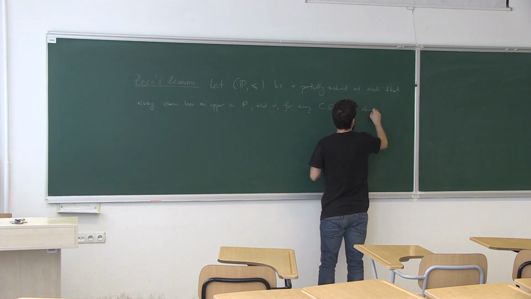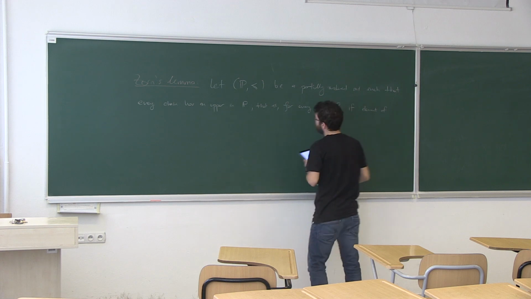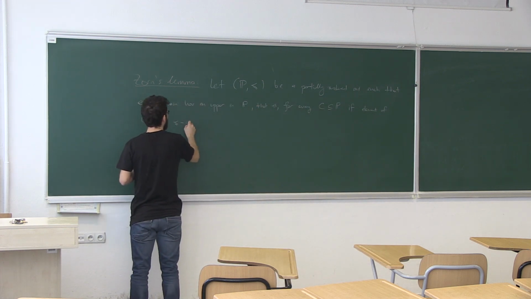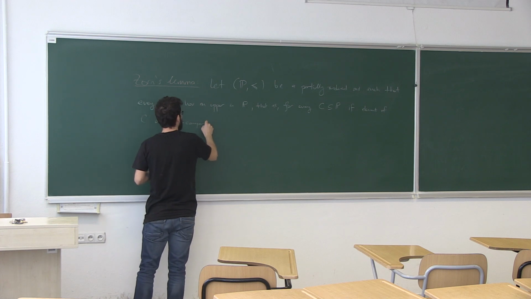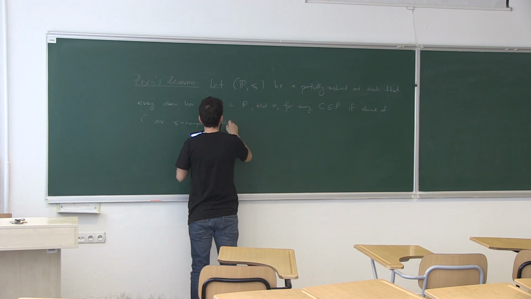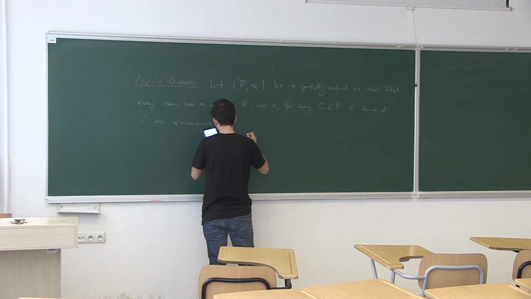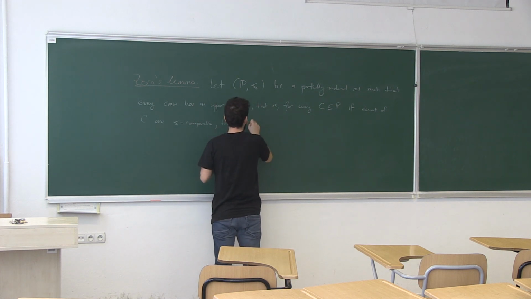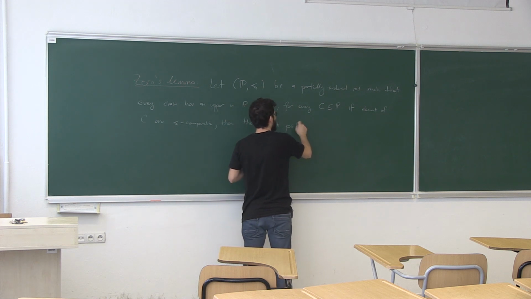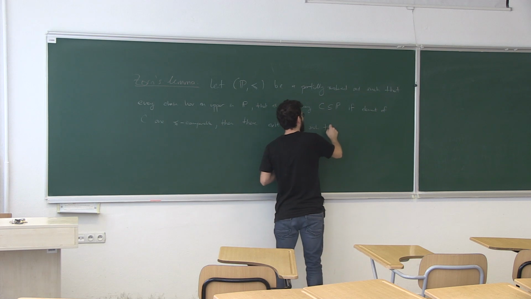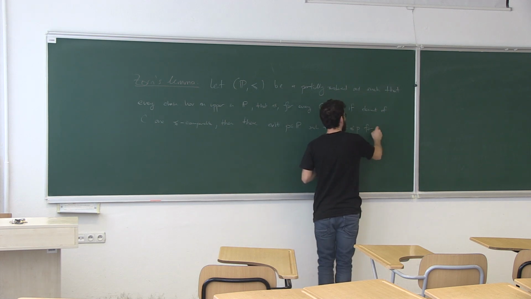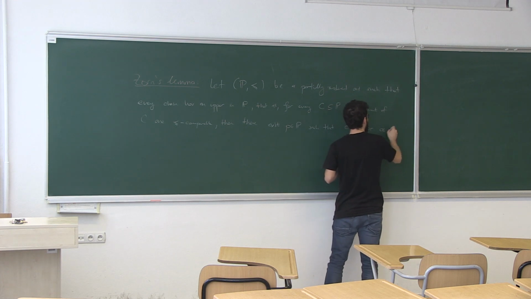if elements of C are comparable, then there exists some p in P such that p is greater than or equal to all elements of C.